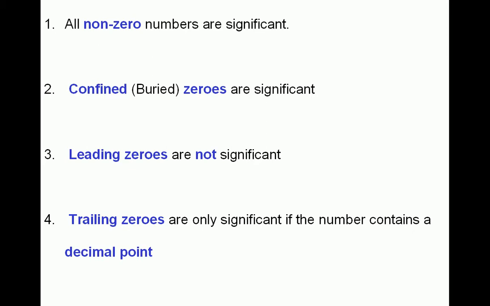So summarizing, all non-zero numbers are significant. Confined, or what I sometimes refer to as buried zeros, are significant. Leading zeros, zeros that appear at the front of the number, are not significant. And trailing zeros, zeros that appear at the end of the number, are only significant if the number contains a decimal point.